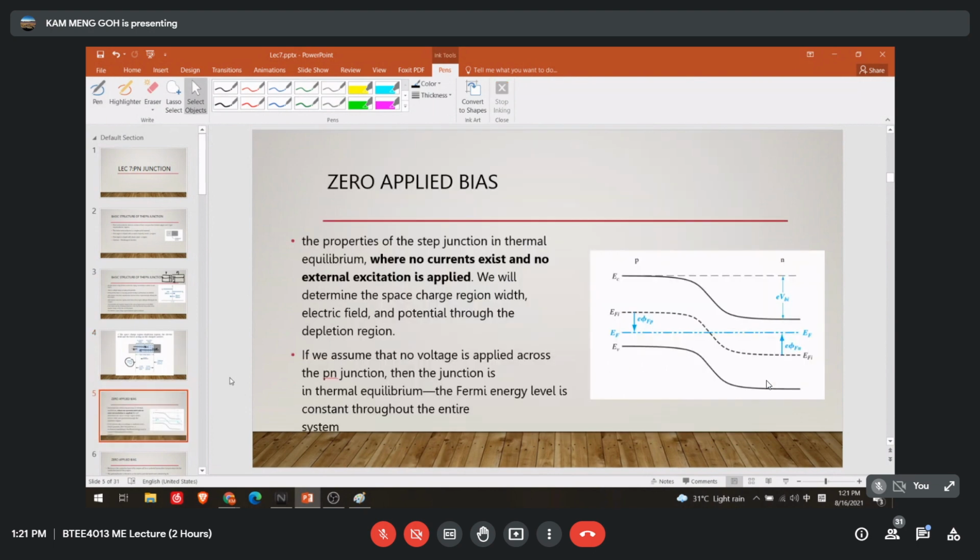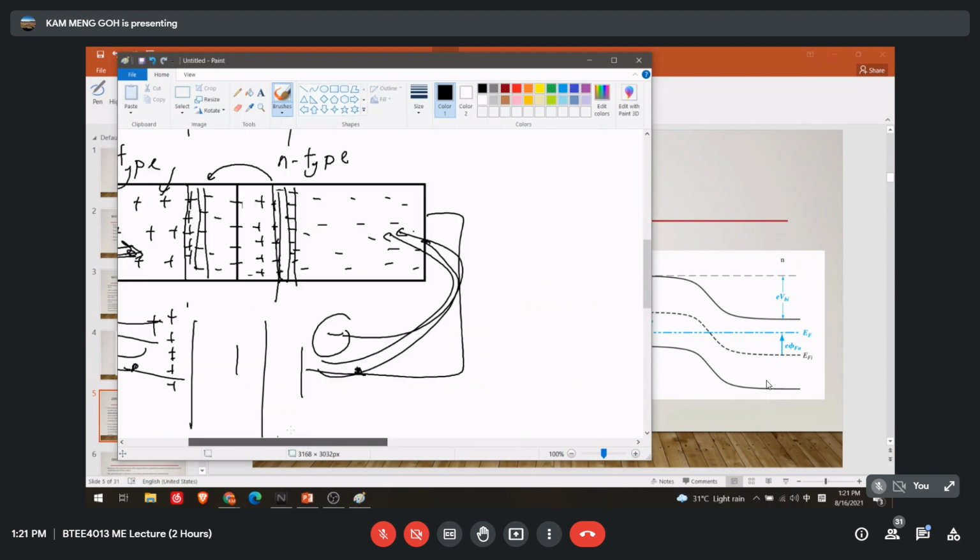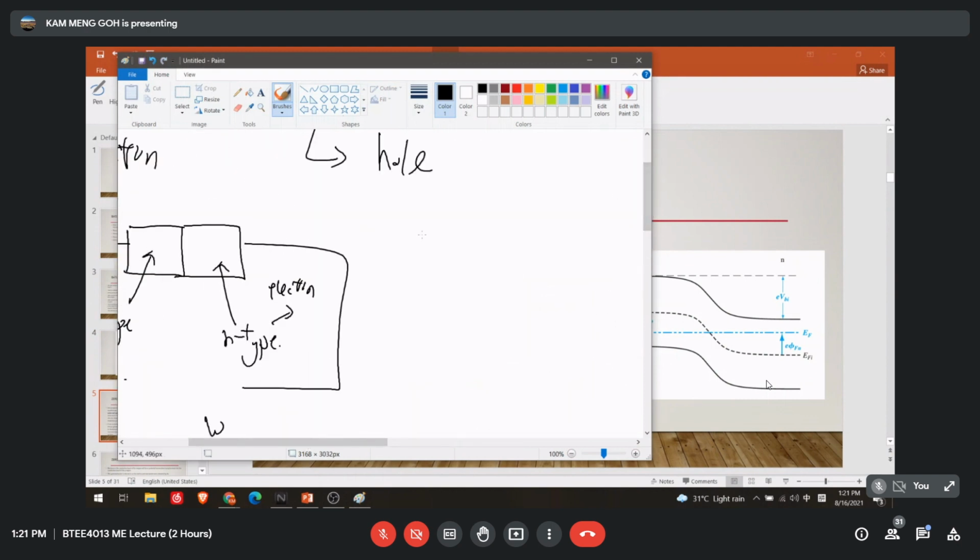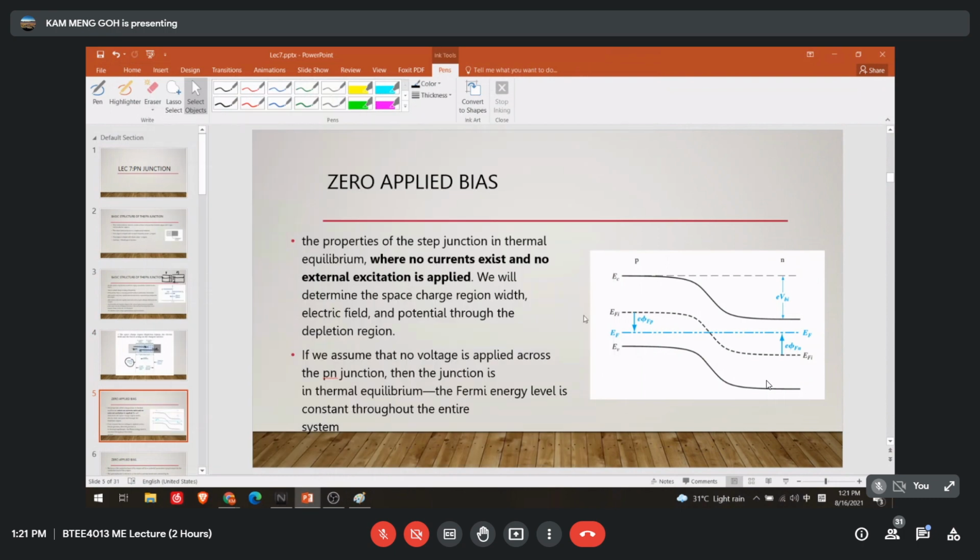Just now I mentioned that if we didn't connect anything, open circuit, we call it zero bias, which is this diagram. Zero bias. And then we can also see the changes of the energy level from P to N. So the properties of the step junction in thermal equilibrium, if there's no additional energy provided. In other words, you didn't provide any battery or electrical energy there. So we can determine the space charge width, W, the electric field, and also the potential through the diffusion region. This answers the question just now.